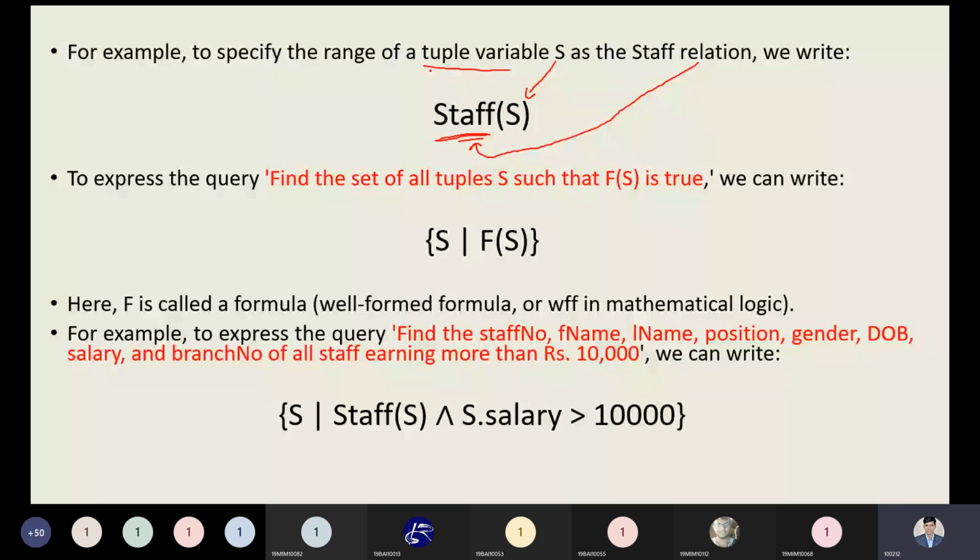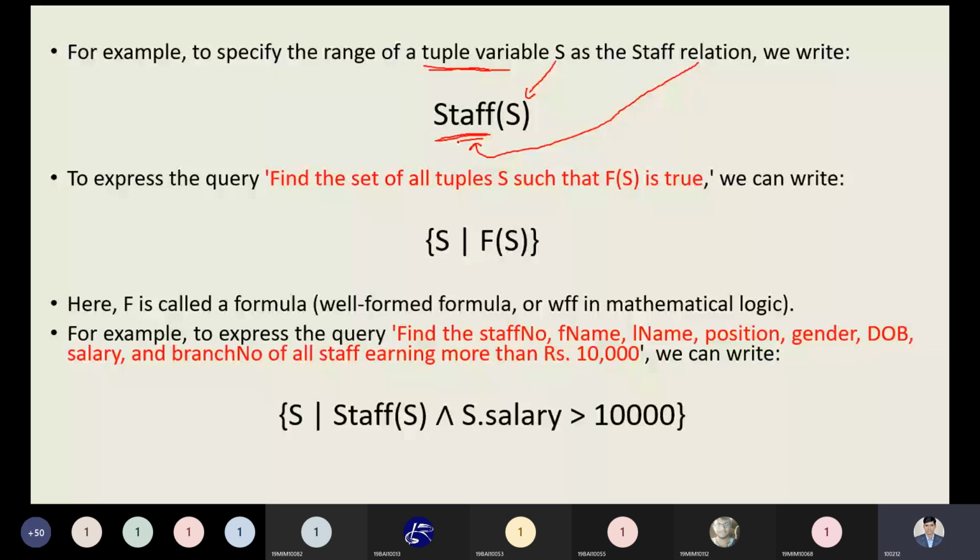If you need to write the query like over here, then you can write the range of the tuple variable. Here we have not passed any condition. If you want, you can pass one, there is no issue, but right now we are not passing any condition. So all the tuples which belong to the stub relation will be stored into our variable s.